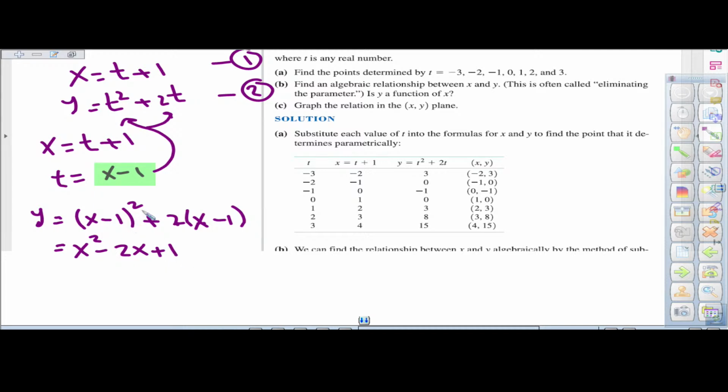If you are not sure what I'm doing, it's perfectly fine. You could FOIL, distribute, or do the box. You'll end up with this amount here, plus 2x's minus 1. All I did right now is distribute the 2 here.